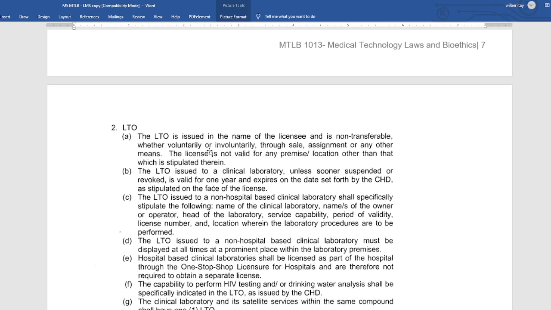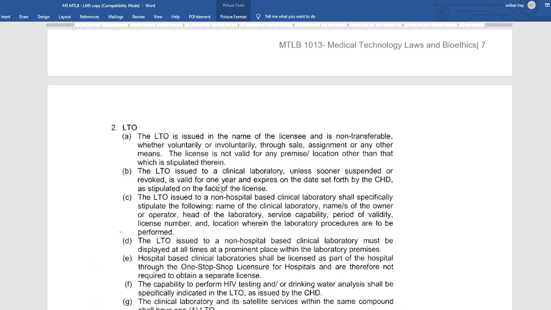License to operate. So, hindi siya transferable. Hindi pwedeng ma-transfer yung license to operate. The license is not valid for any premise, location other than that which is stipulated therein. So, kung ano nakalagay doon na location ng clinical laboratory, dapat yun yun. Like for example, meron kang LTO, license to operate sa Tugigaraw, hindi mo pwedeng ilipat yun sa Solana.